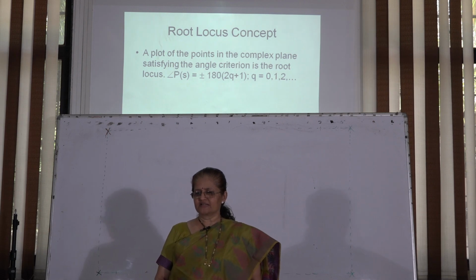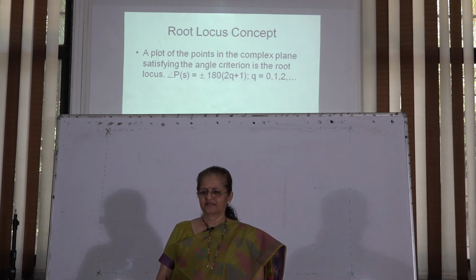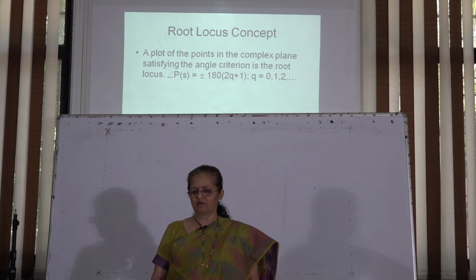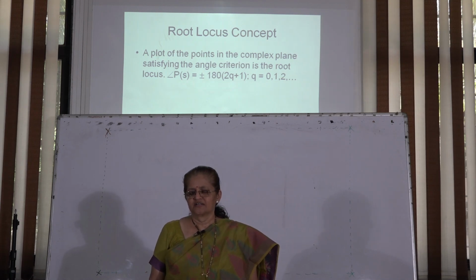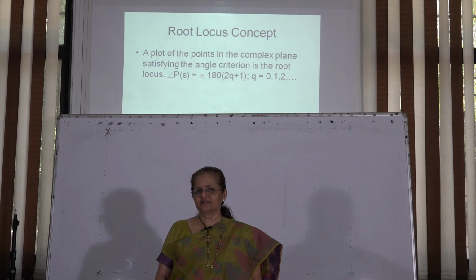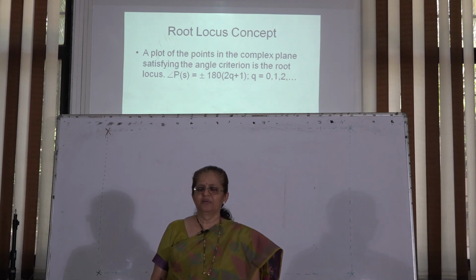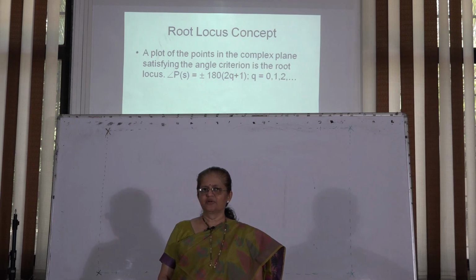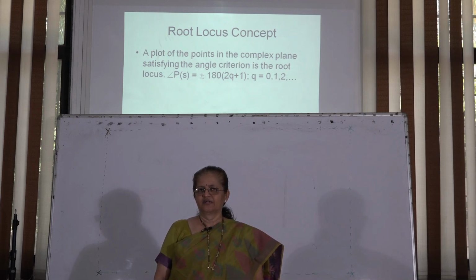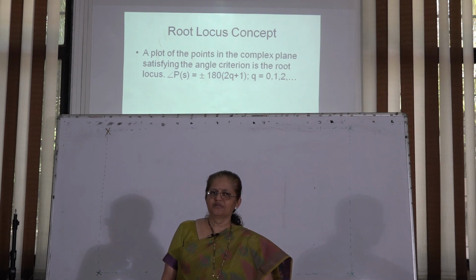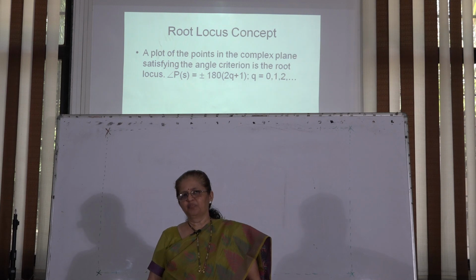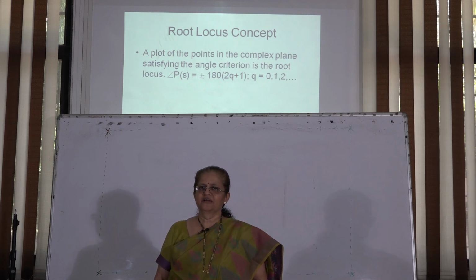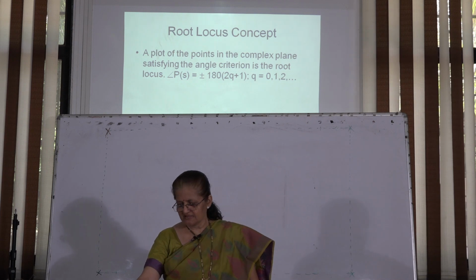The first thing we have seen is the angle criterion. A plot of the points in the complex plane satisfying the angle criterion is the root locus. So, what is the angle criterion? If we consider G(s)H(s) as a polynomial of s, P(s), then the angle of P(s) is equal to plus minus 180 degrees into (2q plus 1), where q is 0, 1 and so on. According to the number of branches, we will get this. Every point on the root locus should satisfy this angle criterion.